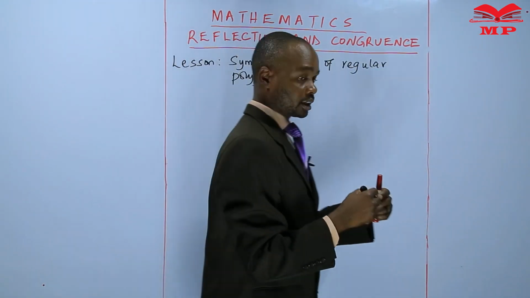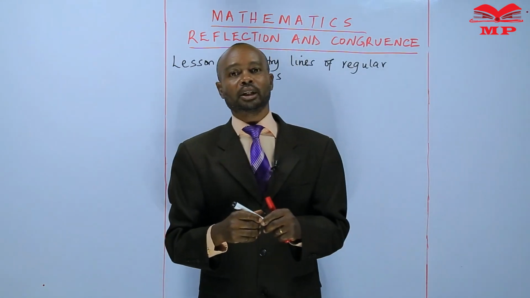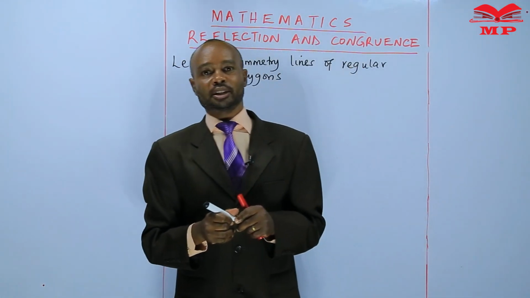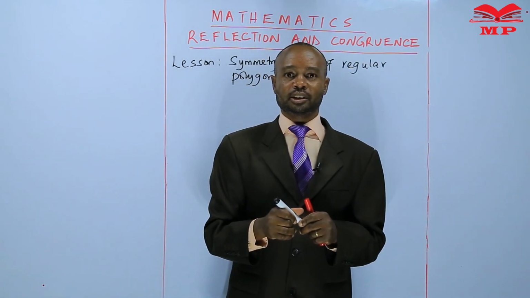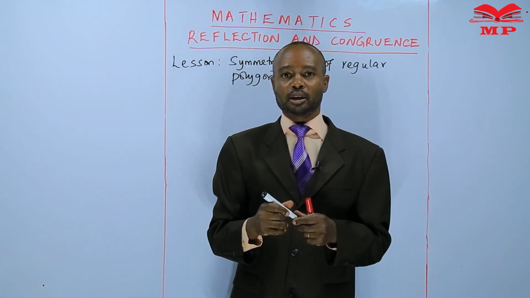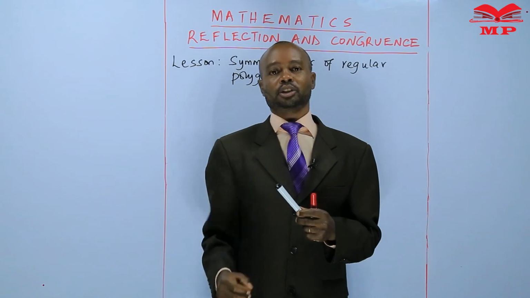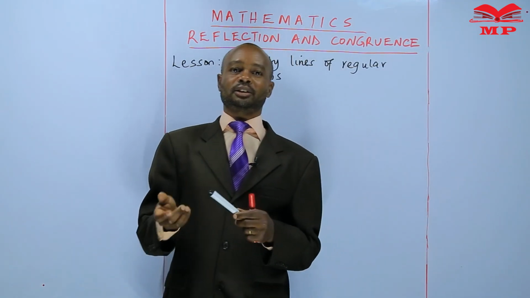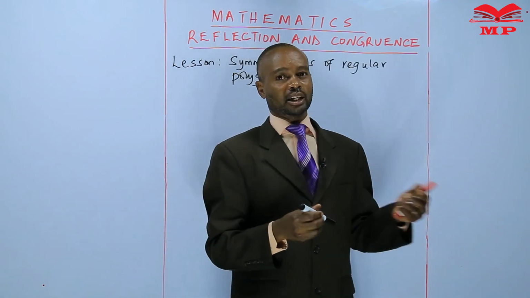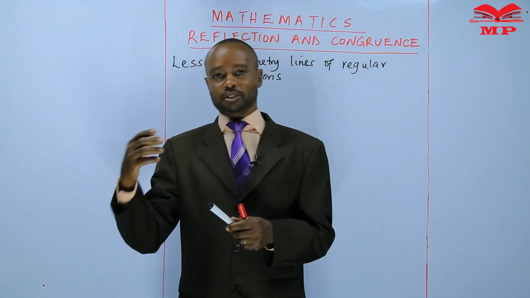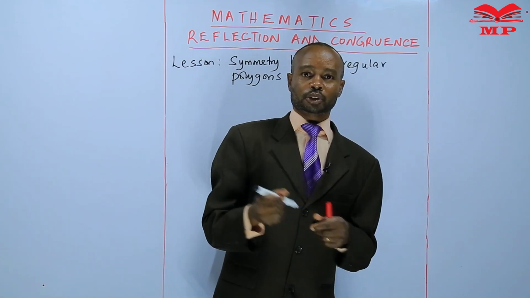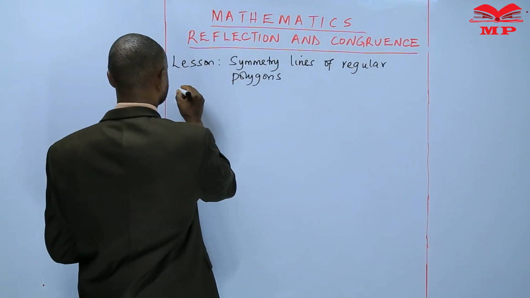So at the end of this lesson, the learner should be able to identify the number of symmetry lines whenever he's given any regular polygon. Given any polygon, whether it has 200 sides, 5 sides, or 15 sides, you should be able to identify those symmetry lines.